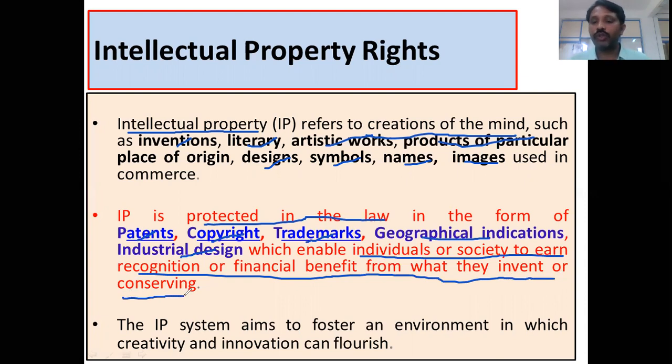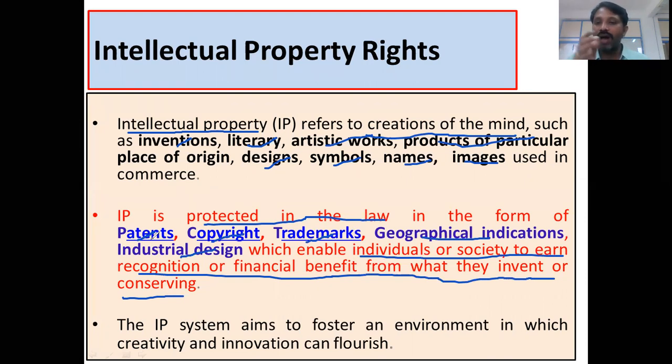So if I write a story, that's my property. So I can claim a copyright over that. Whoever wants to use it has to pay royalty. So I used my mind to create a story, right? If I invent an article or a thing or a process, I can file a patent, right?